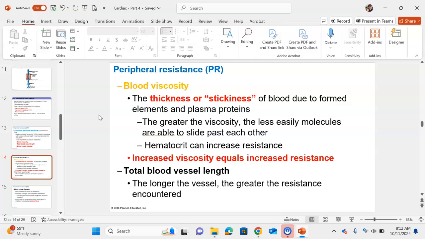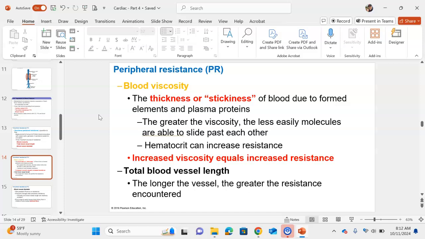And if the body is producing more red blood cells to take advantage of hemoglobin and oxygen transport, that's going to temporarily increase the viscosity of the blood until your body adapts. And so that could increase blood viscosity. So increasing the hematocrit increases viscosity, increases resistance, increases pressure.